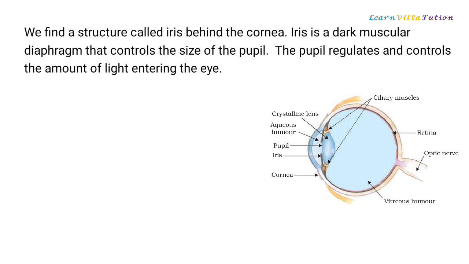We find a structure called the iris behind the cornea. Iris is a dark muscular diaphragm that controls the size of the pupil. The pupil regulates and controls the amount of light entering the eye.